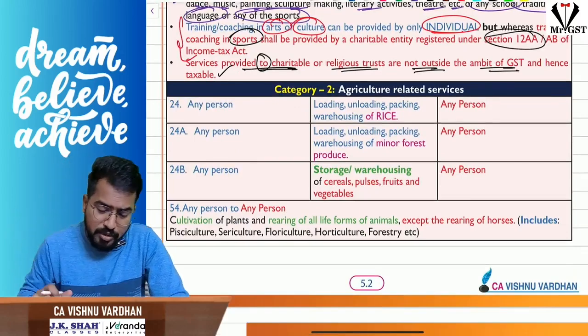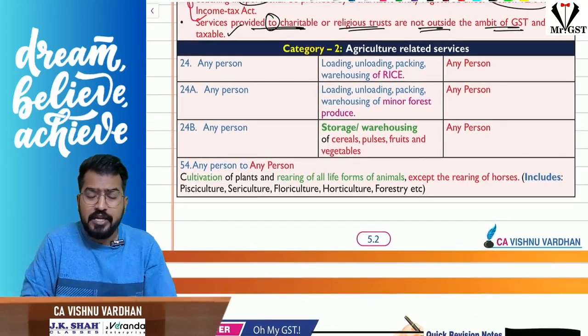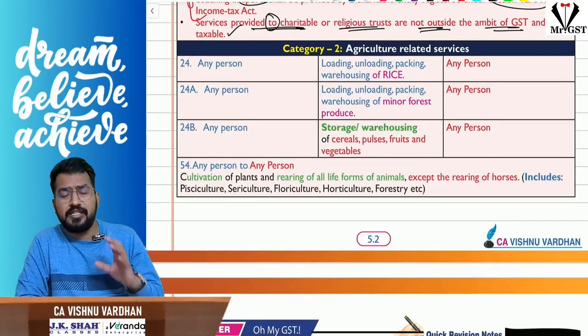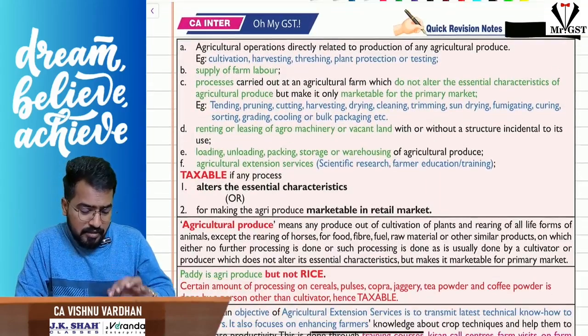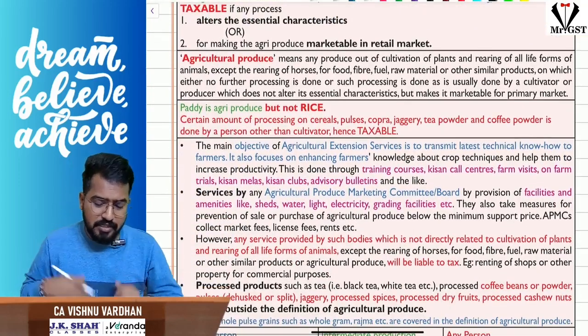What is category number 2? Sir, category number 2 is related to agriculture related services. First of all, sir, let us see the definition of agricultural produce here.